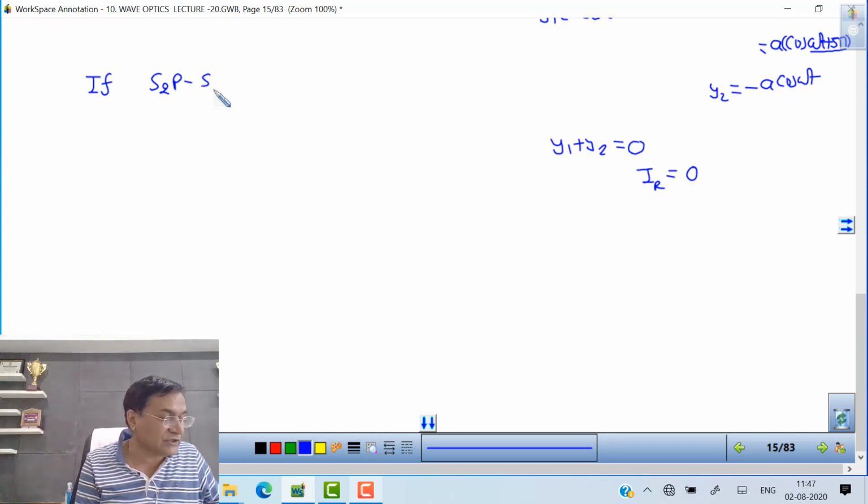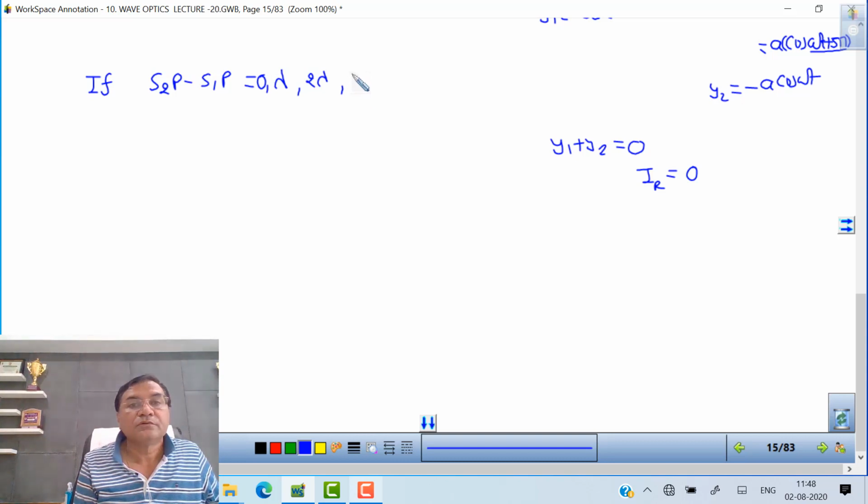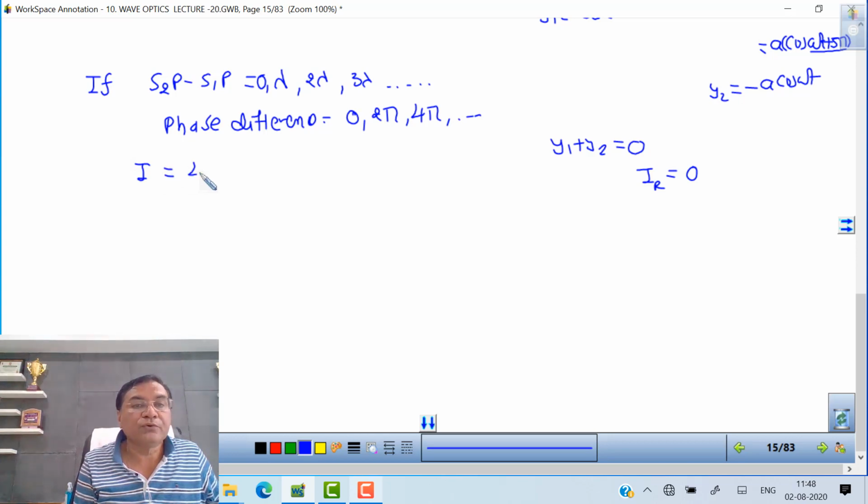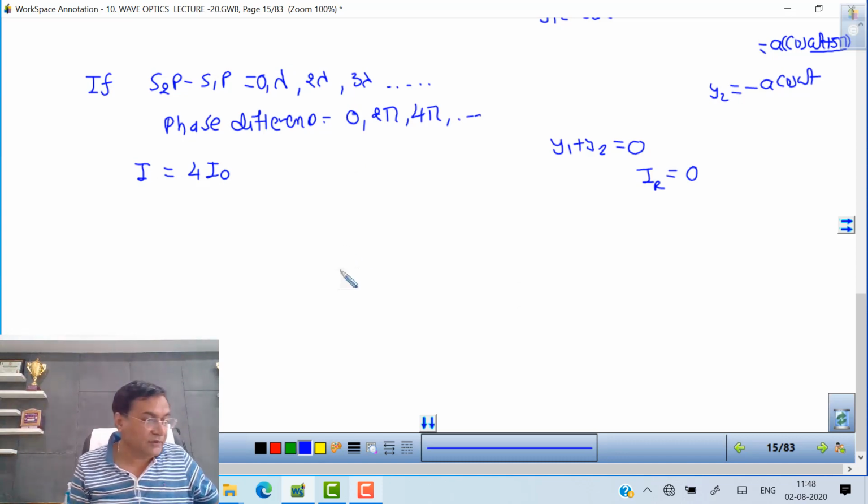if S2P minus S1P is equal to lambda or 2 lambda, 0, 3 lambda, then what will the phase difference be? Phase difference is 0 or 2 pi or 4 pi and so on. Then we get intensity equal to 4I0. That is what happened. Now I write in proper way.